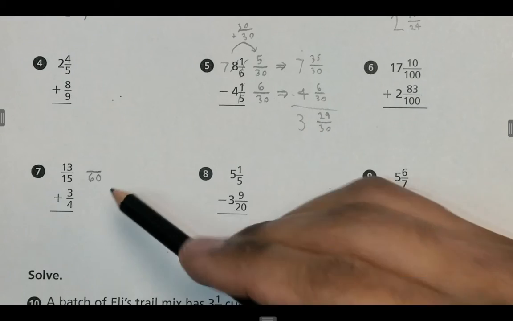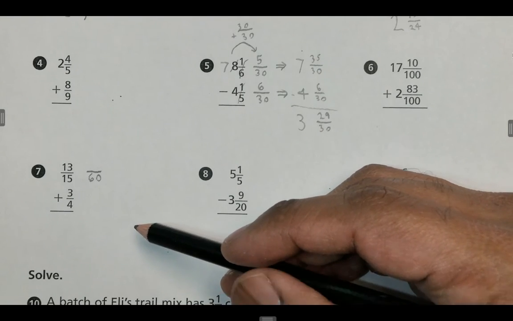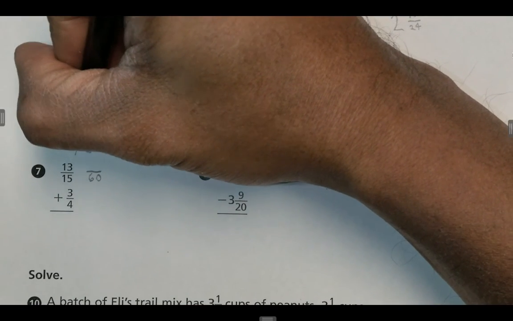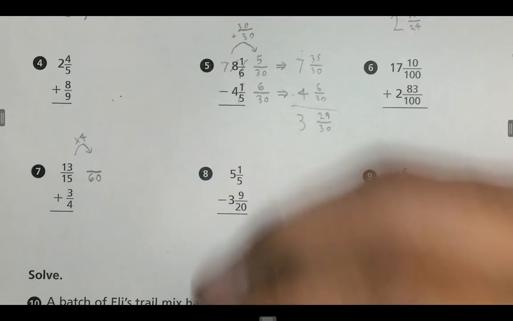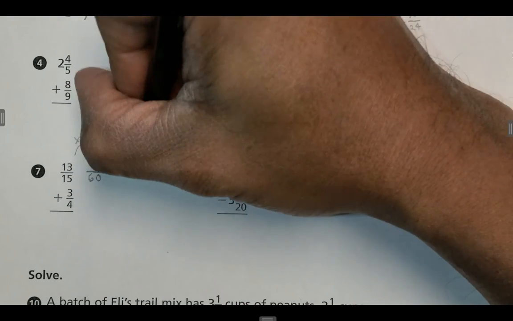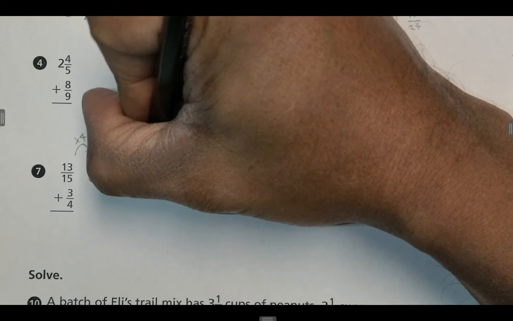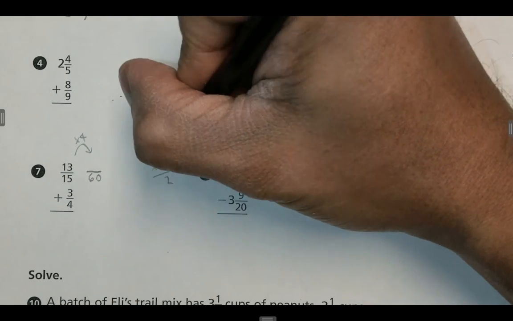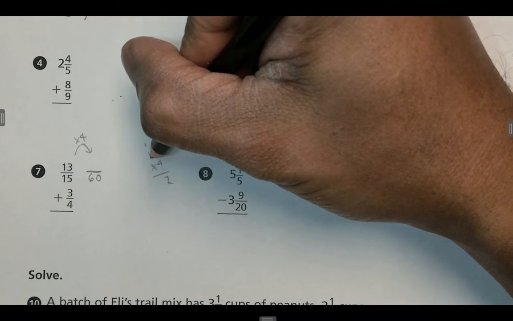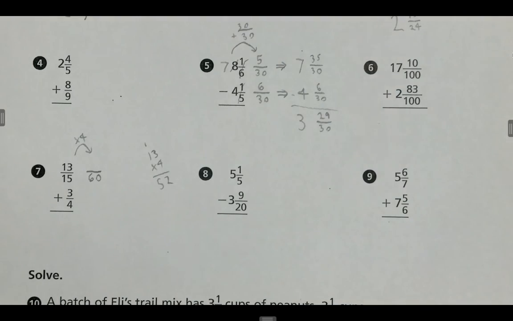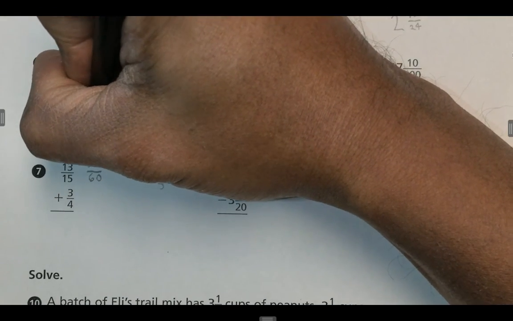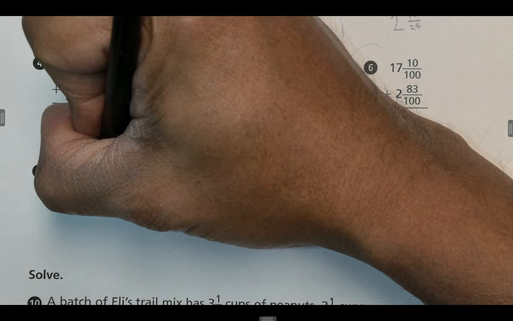15 multiplied by 4 is 60. So I need to multiply 13 by 4 to get my numerator. Side calculation. 4 times 3 is 12. 2 comes down, 1 gets carried. 4 times 1 is 4, plus the 1 is 5. Okay. Down here.